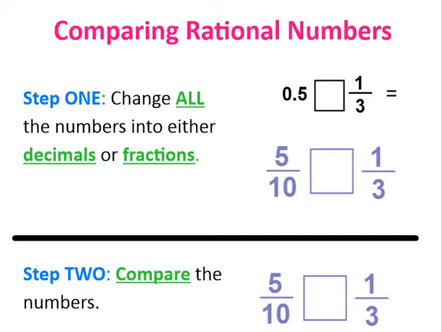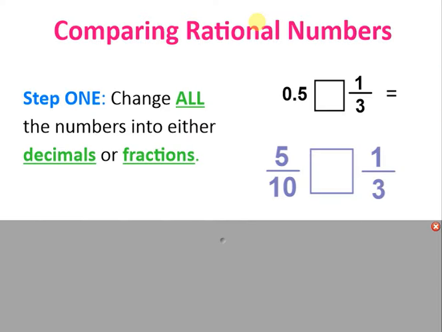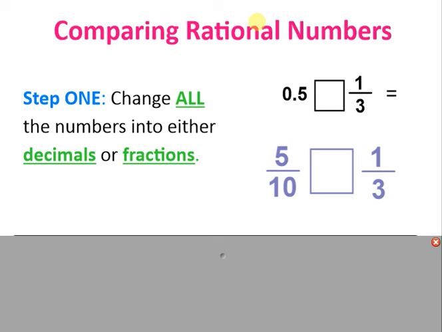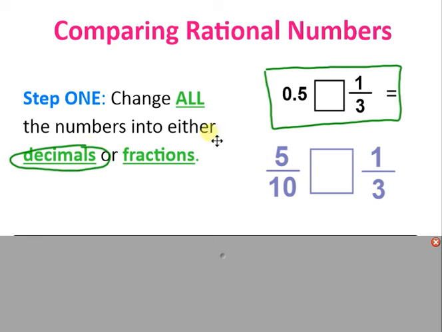All right, so now we're actually going to get into comparing rational numbers now that we've done a quick review. So as we compare rational numbers, you need to make a big decision. And I'm going to give you my suggestion, but the decision is all yours. So if I give you the original problem here, you're going to compare 0.5 to 1/3. You need to decide, do you change all of the numbers into decimals or all of the numbers into fractions?